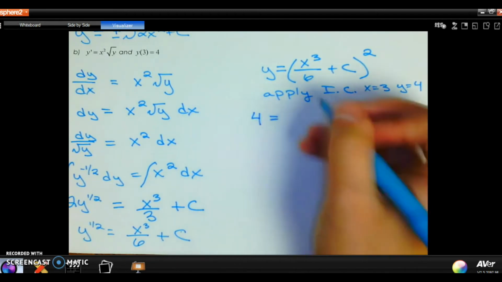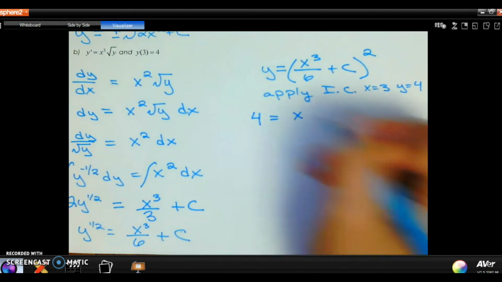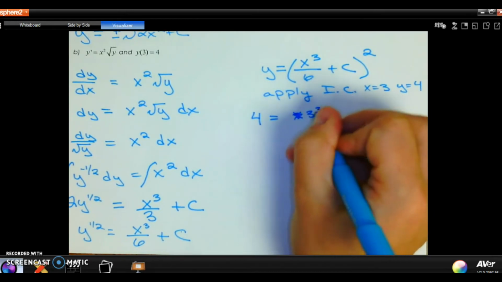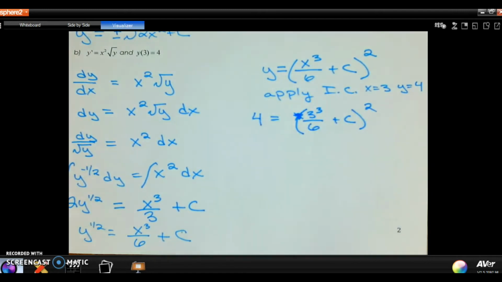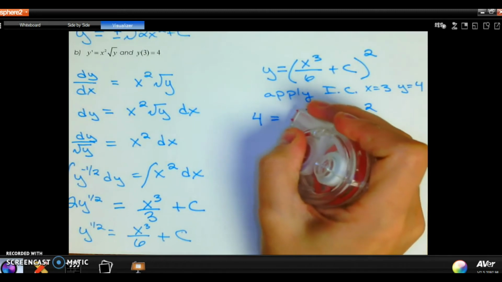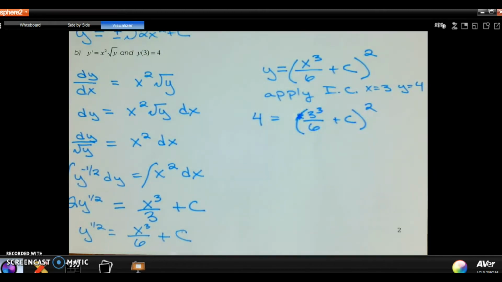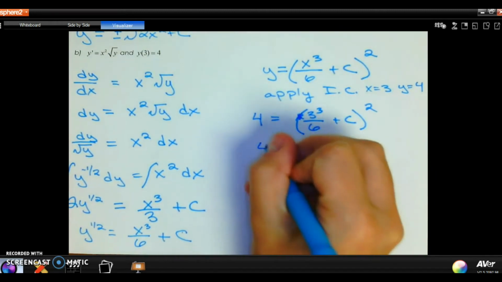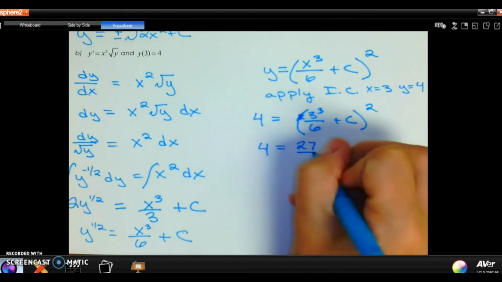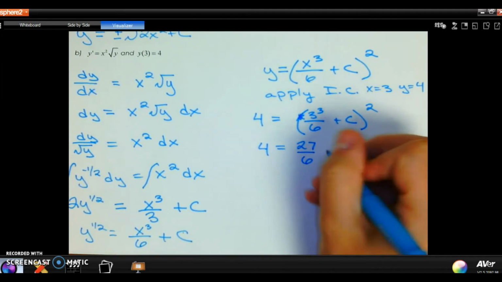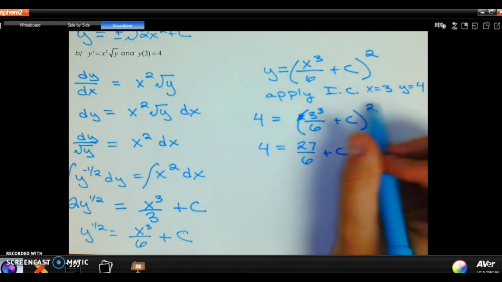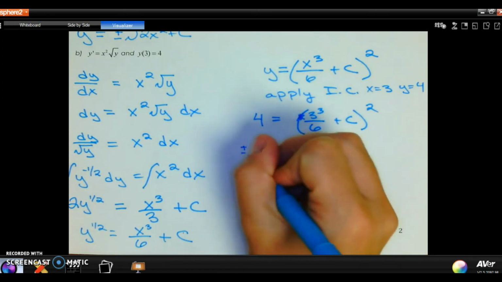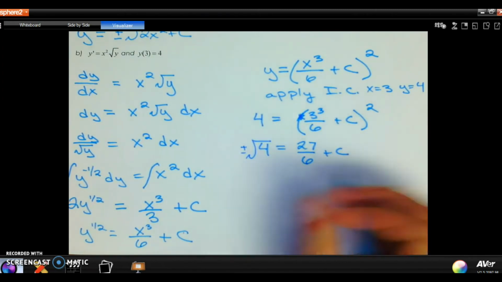So 4 equals... oh, sorry, my x was a 3. So I want this to be 3 cubed over 6 plus c, the whole thing squared. All right, so then you've got 4 equals 27 over 6 plus c, and to undo squared, you're going to square root both sides, so I'm going to do plus or minus the square root on this side to undo that squared.